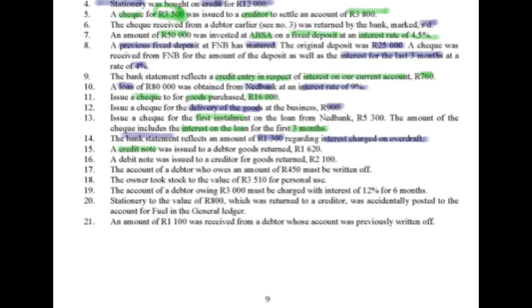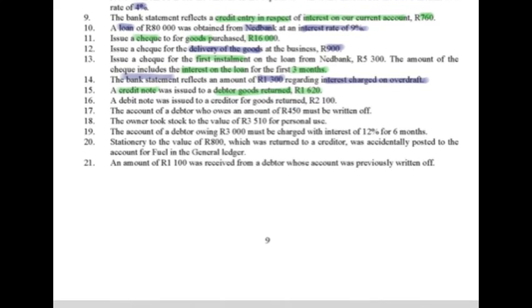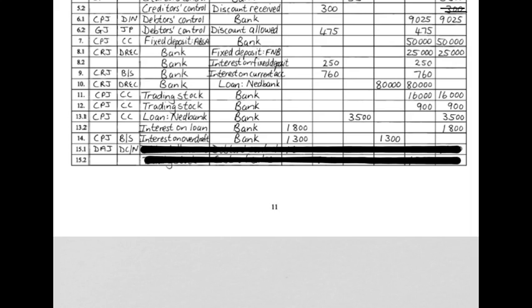Number 15. Credit note was issued to a debtor for goods returned 1,620. Now remember, when goods are returned, that's the selling price, but we need to also record the cost price. So we need to go and work out the cost price, and we're going to keep on working with the percentage as they said in the beginning, 35% markup. So let's go and calculate the cost price. So cost price calculation, 100 over 100 plus markup times selling price of 1,620 gives you a cost price of 1,200.